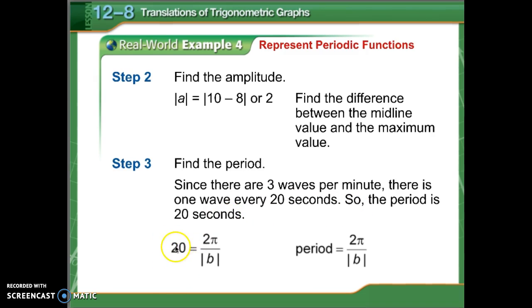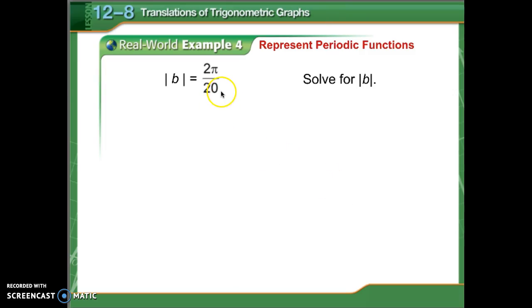The period is equal to 2 pi over b, so you need to solve for b here, and when you cross multiply, you're going to get that b is pi over 10.